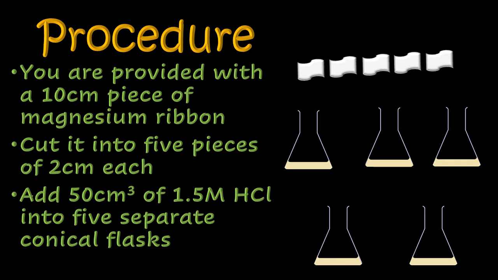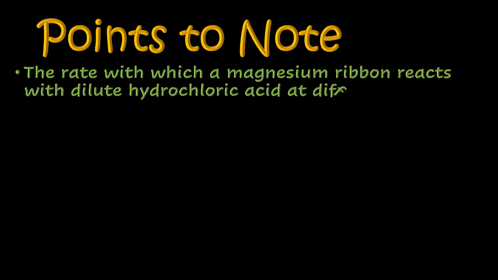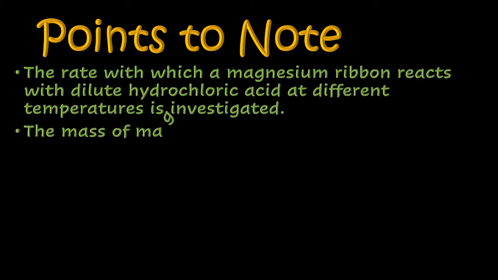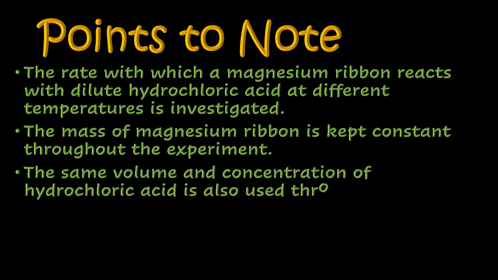But in other circumstances, you might heat over a water bath, and in that case, you'll be provided with test tubes or boiling tubes for the same. Let us note certain points before we proceed. You've noticed that we are cutting the magnesium ribbon into equal pieces. And so, what we are trying to do is to ensure that the magnesium ribbons are of equal mass, and then the same volume and concentration of hydrochloric acid is also used, that being 50 cubic centimeters of 1.5 molar.